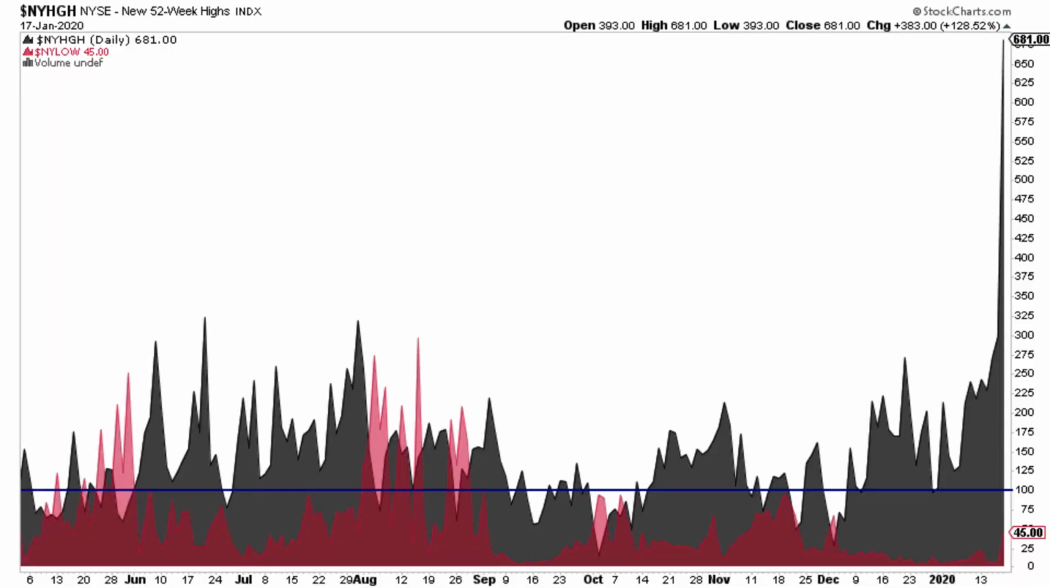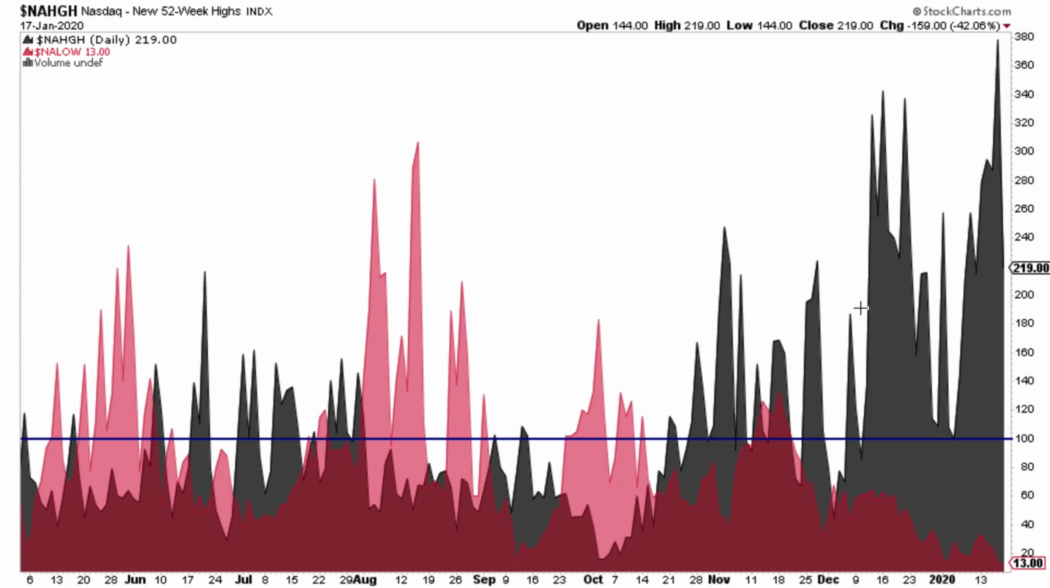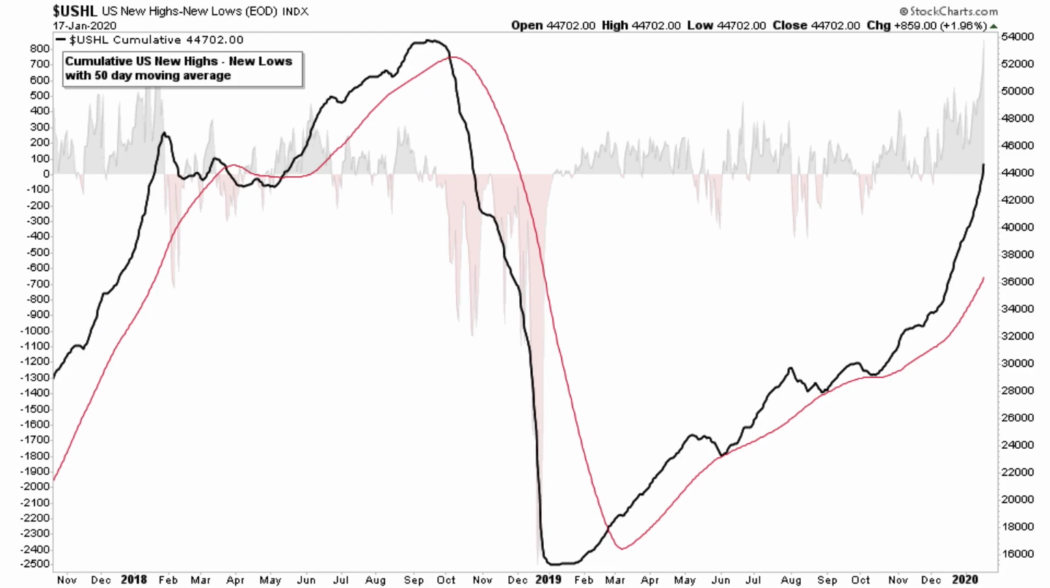So this is the NYSE 52-week new highs and 52-week new lows. The red area is the new lows and the grey area is the new highs. This is the Nasdaq version. Grey is new highs, red is new lows.